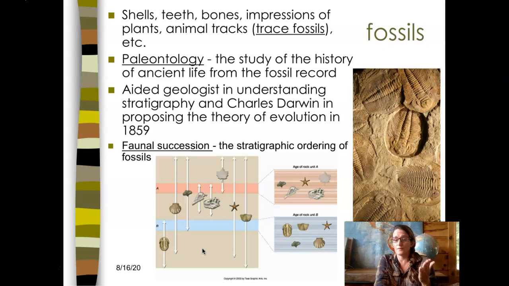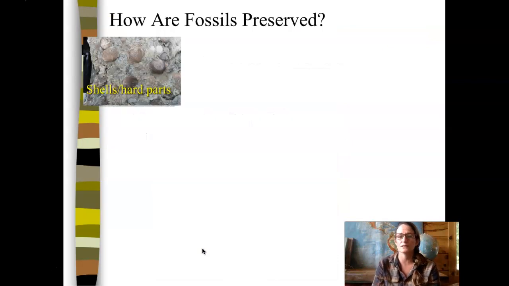So paleontology has helped geologists work out the geologic time scale for the world and stratigraphic relationships. In 1859, when Charles Darwin proposed the theory of evolution, it changed the idea of paleontology and made us realize it was a really useful tool with that faunal succession and overlapping of fossil ages. There are different ways that fossils can be preserved. So let's look at some of those.